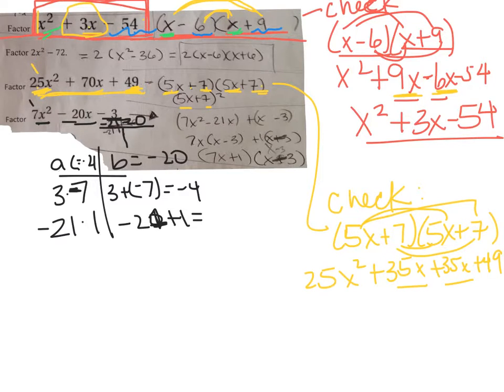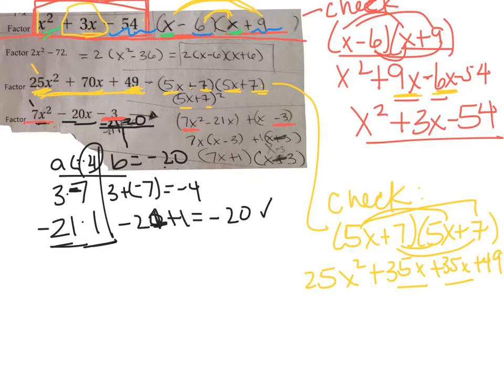Keep doing that. So that's where those terms came from. Once you find the value that multiplies to get your a times c and adds up to your b, then you rewrite your quadratic. You're going to keep your first and your last terms the same.